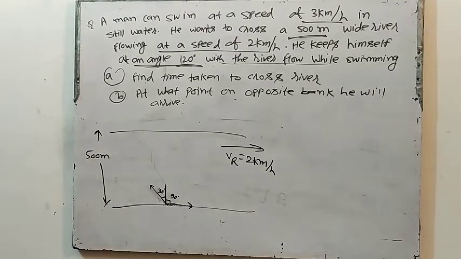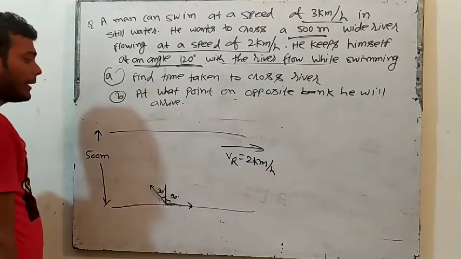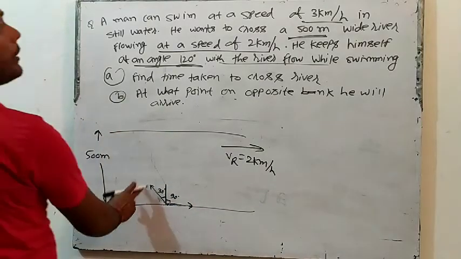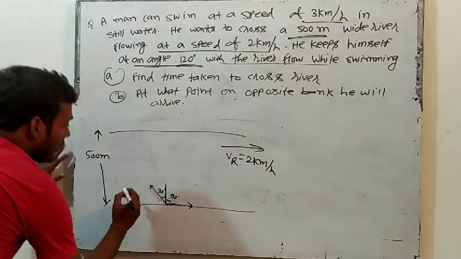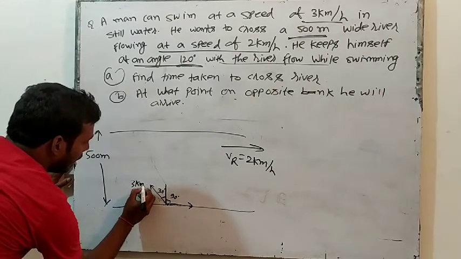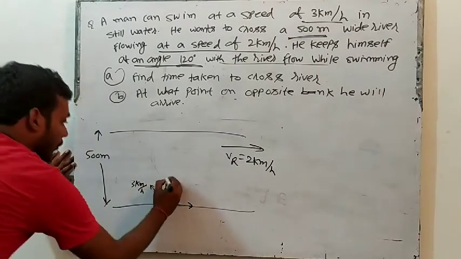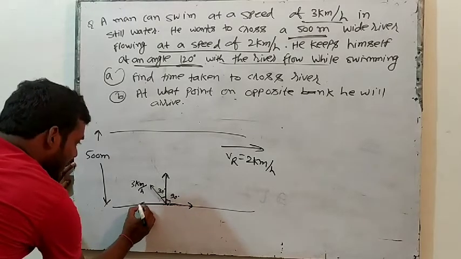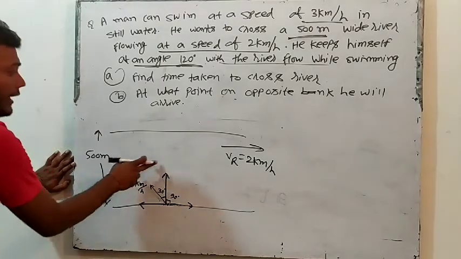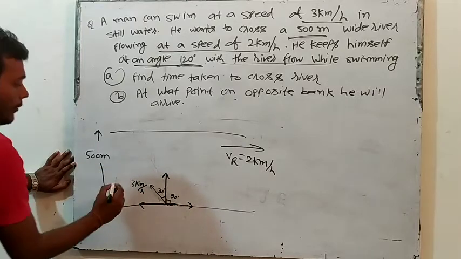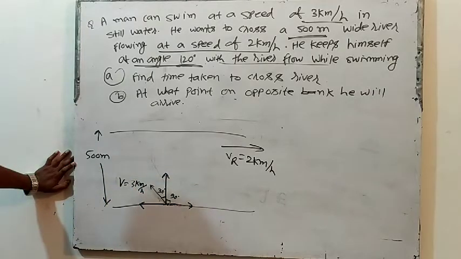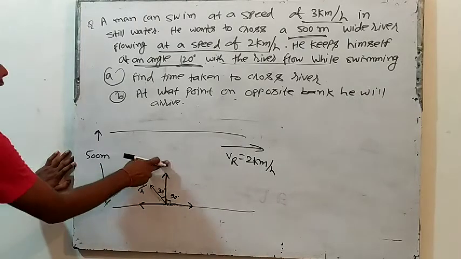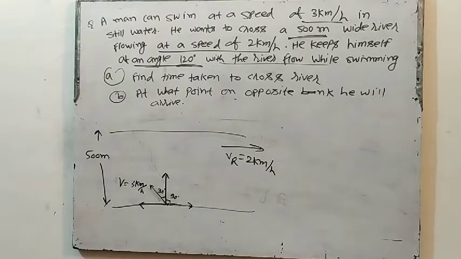First question is find the time taken to cross the river. Can you take the components? This man is moving with how much speed? Swimming with a speed of 3 km per hour. So what will be the component? This velocity vector is making an angle with y. So y will be cos.